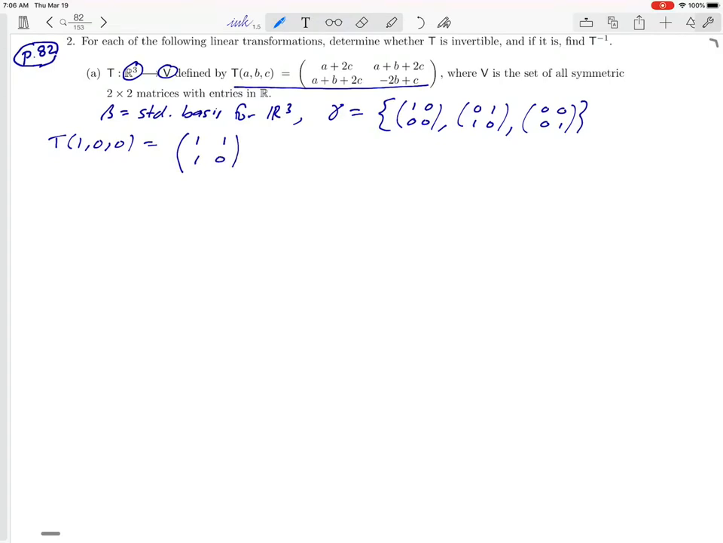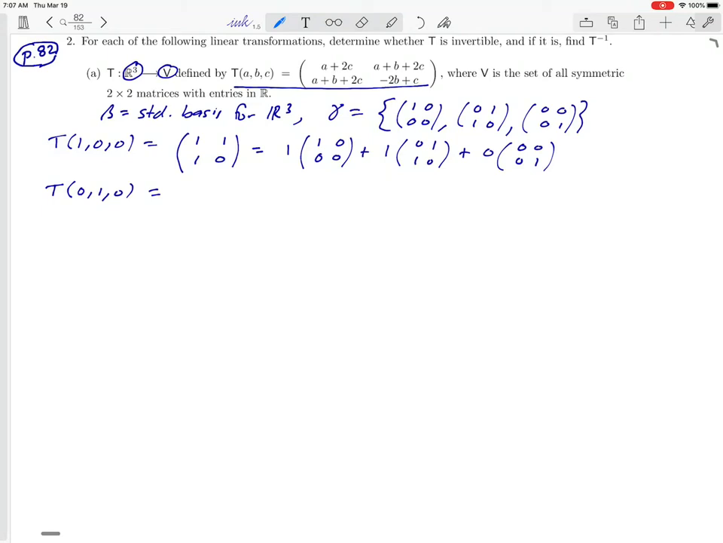All right, and we need to take that output matrix and write it as a linear combination of our gamma basis. Okay, and since our gamma basis is pretty nice, it's got some zeros, that's not too difficult to do. Okay, I'm just going to write this out, and you can double check my calculations. Okay, and there it is. And then we just need to repeat that calculation for the other two input basis vectors.